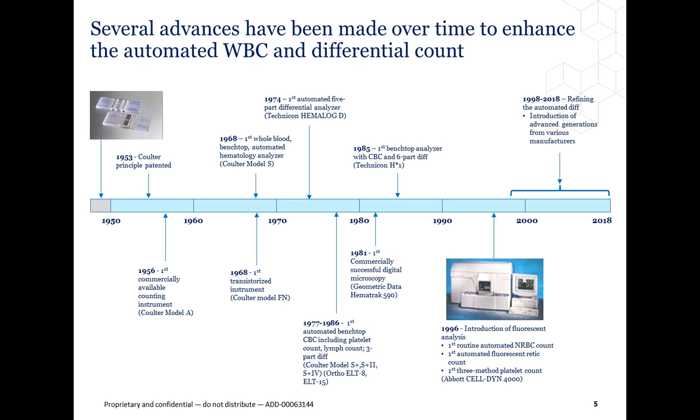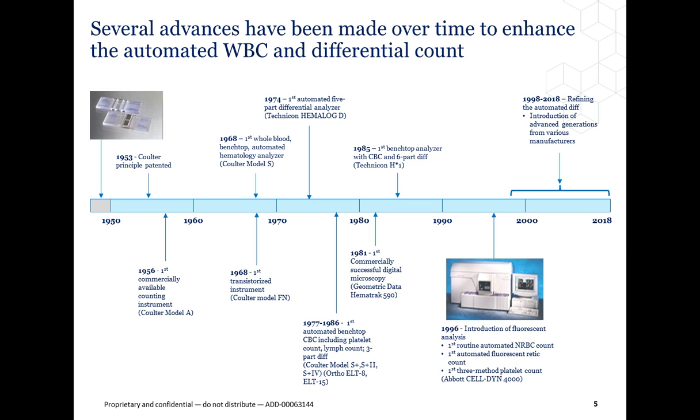In the 80s, a 6-part differential was fully incorporated in a benchtop CBC analyzer from Technicon, which also incorporated a laser for light scatter detection on that system. The Abbott Celldyne 4000 was introduced in 1996 with capability for automated enumeration of NRBCs, automated reticulocyte counts, and later introduced automated monoclonal antibody assays for CD61 immunoplatelet count as well as lymphocyte subset testing.